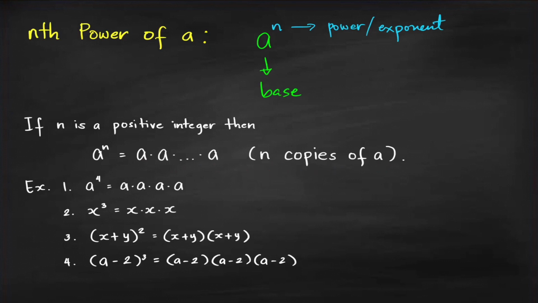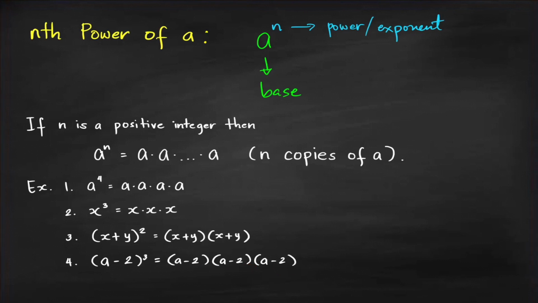So for example, if n is equal to 4, a raised to the fourth power, or a raised to 4, is equal to the product of 4 copies of a. If we have x cubed, this is equal to the product of 3 copies of x. The square of x plus y means it's a product of 2 copies of x plus y. And lastly, if we have the cube of a minus 2, this is equal to the product of 3 copies of a minus 2.